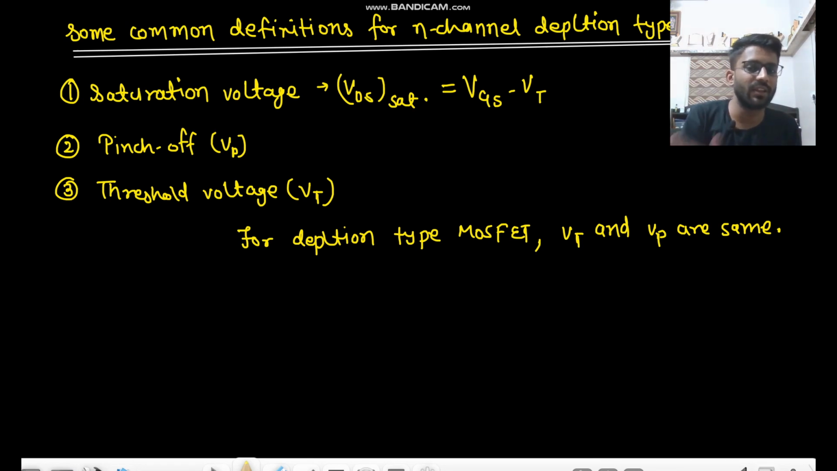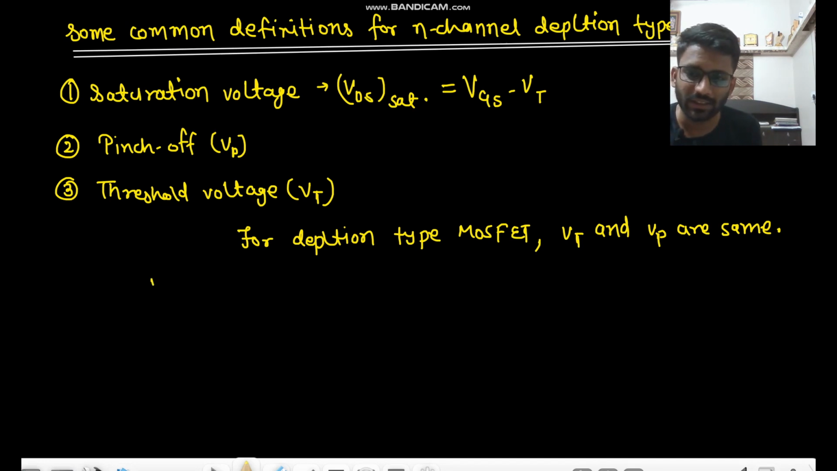Okay. What is threshold voltage? That you will define. So these are the three definitions. I hope you have understood. And VT and VP are same for depletion type MOSFETs. Okay. So now for depletion type. So now there are these conditions.